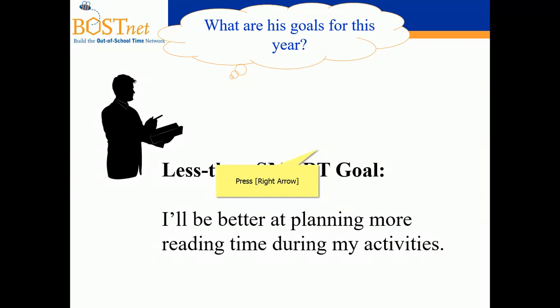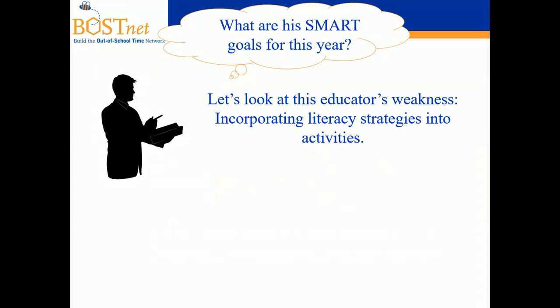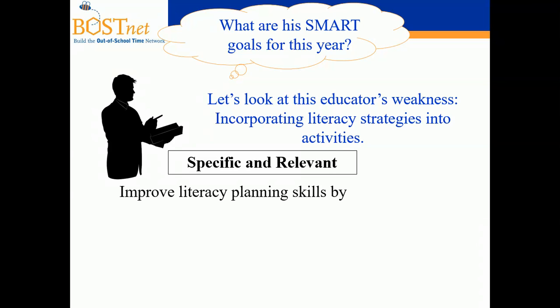So if we look at this educator's less than SMART goal, we see that he identifies that he hopes to get better at planning reading time during activities. It's kind of a vague goal. It doesn't really have measurable outcomes attached to it. And if we move into translating that into a SMART goal, we see that the specific and relevant component is improving literacy planning skills, right? So looking at that educator's area of weakness, we saw that incorporating literacy strategies into his activities was his weakness. So this is a specific improvement that he wants to make to his literacy planning skills, and we see that's directly connected to his weakness.